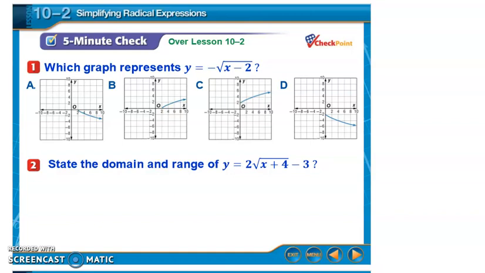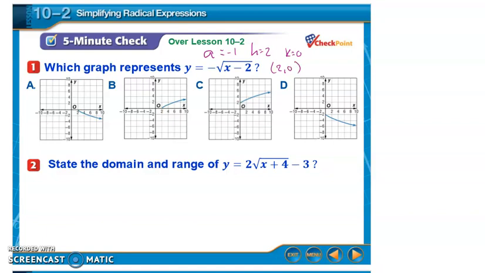All right, this is notes 10-2. We're going to review a little bit. You might want to stop your video first and see if you can try these two and then check your answers. So for this one, number 1, a equals -1, h equals 2. It's the opposite of what's there. K equals 0. So we know that this has to have a starting point of 2, 0.